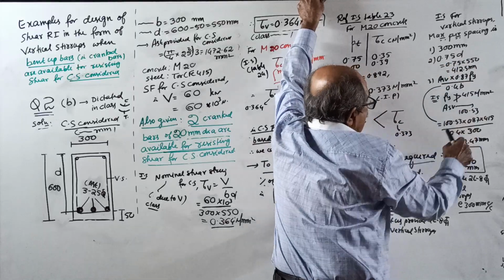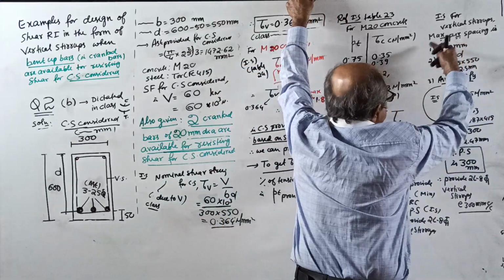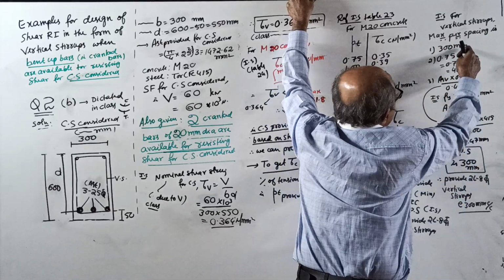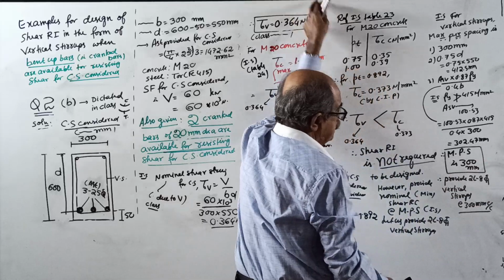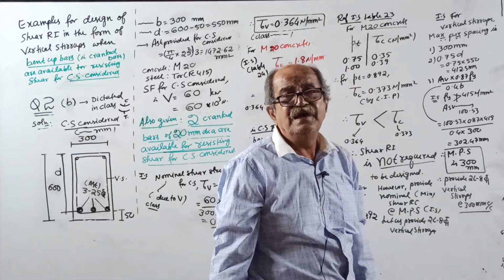3 values are there. Only one value you have to select. Among all these 3 values, from the IS code point of view, maximum permissible spacing is the least of all, 300. So provide 2-legged 8 tor vertical stirrups at 300 center to center.